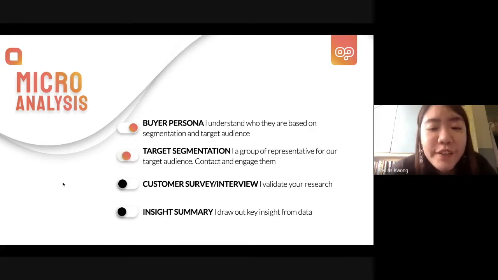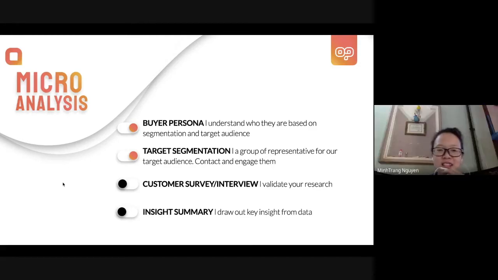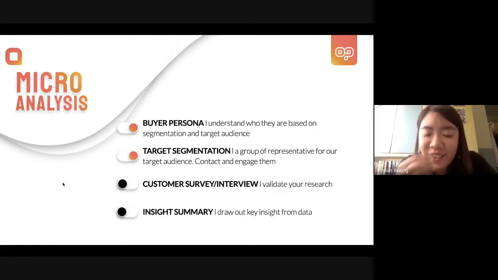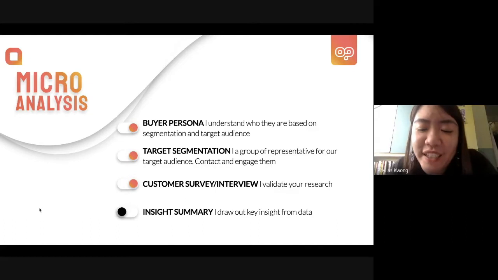Okay, the second one is about target segmentation. Anyone want to explain it? To see the volumes, like after we have the profile, how many people are in that profile. Yes, exactly. Cool. I think in the slides we just shared, there is also some text on how to define the segment, so you guys can refer to it. Next one. Okay, this one is easy. Survey and interview, right? I will change the question a bit. What is the difference between survey and interview?